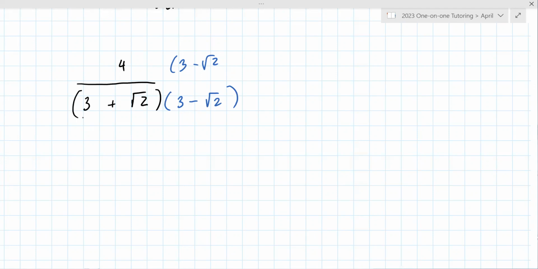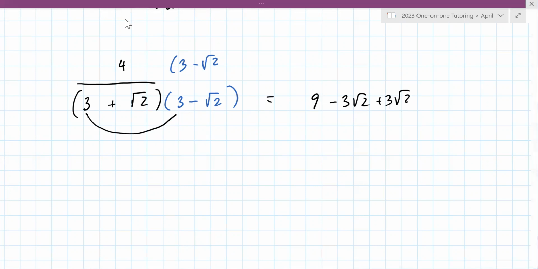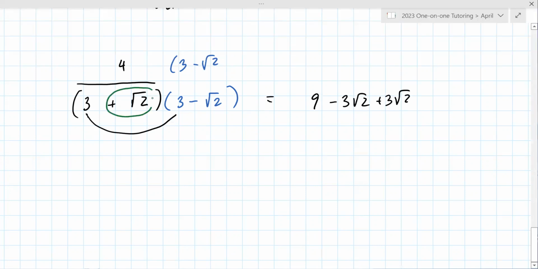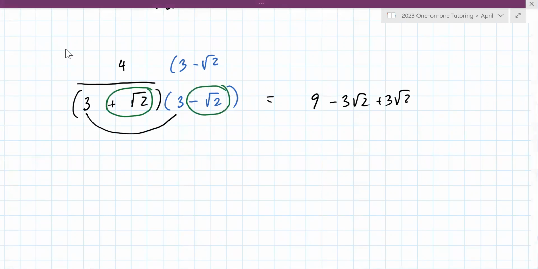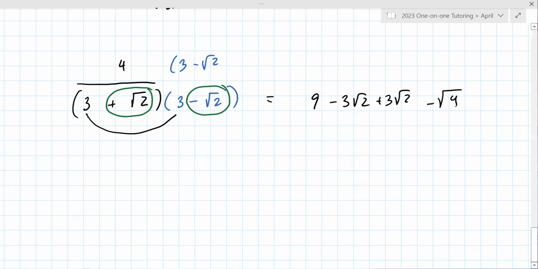I got 9 minus 3 square root of 2 plus 3 square root of 2 plus the square root of 4. So we got some sign errors there. 3 times 3 is 9, not negative 9. The next two were okay, minus 3 square root of 2 plus 3 square root of 2. But the last one, you treat it as plus square root of 2 and minus square root of 2. So that becomes minus the square root of 4.